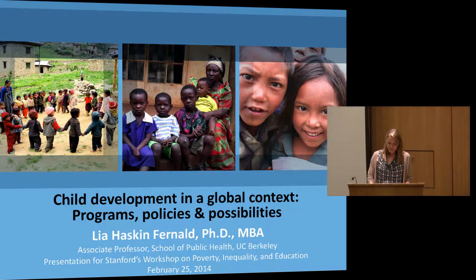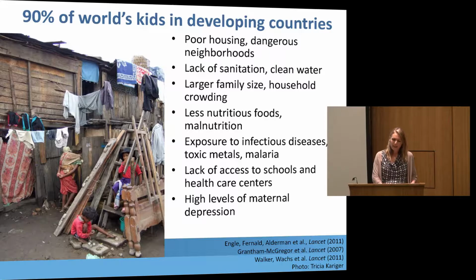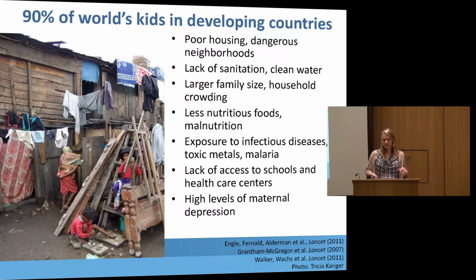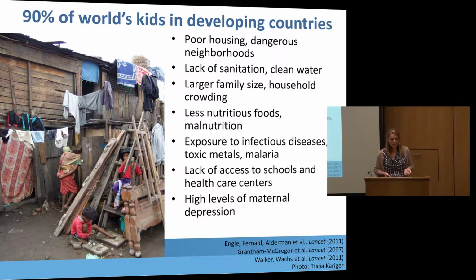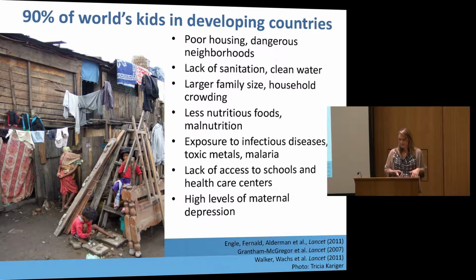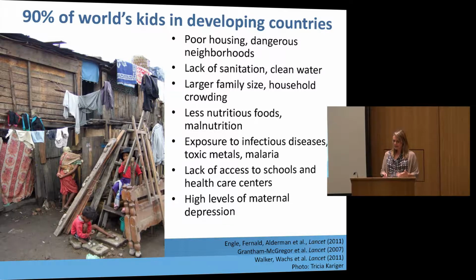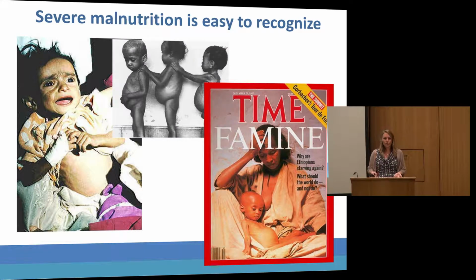Today I'm going to talk about the 90% of the world's children who live in developing countries. You're probably all very well aware of the risks of poverty in the United States. For example, larger family size, poor housing, and all of these conditions are really exacerbated in developing countries, where you have lack of sanitation, lack of clean water, exposure to infectious diseases and toxic metals, lack of access to school and healthcare centers. Now you can also recognize that severe malnutrition is a consequence of these conditions.